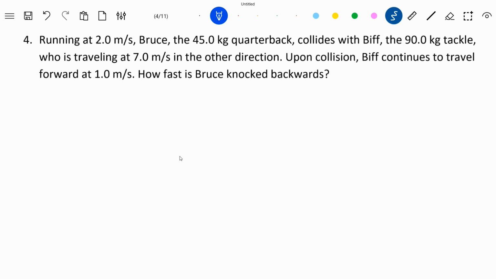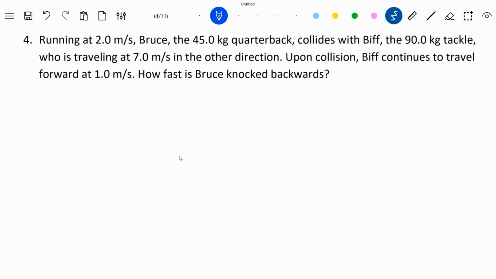Running at 2 meters per second. Bruce, 45 kilogram quarterback. That's very small. I'm taking this as like Pee-wee League or something like that. Little kids playing football. Collides with Biff, the 90 kilogram tackle, who is traveling at 7 meters per second in the other direction. Upon collision, Biff travels forward.